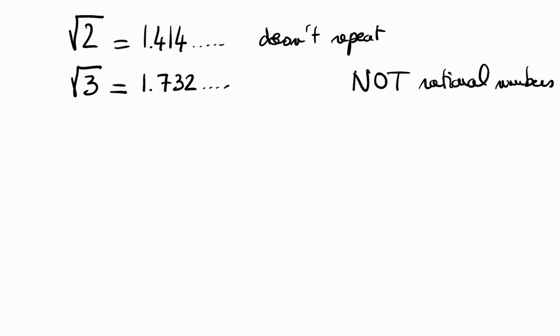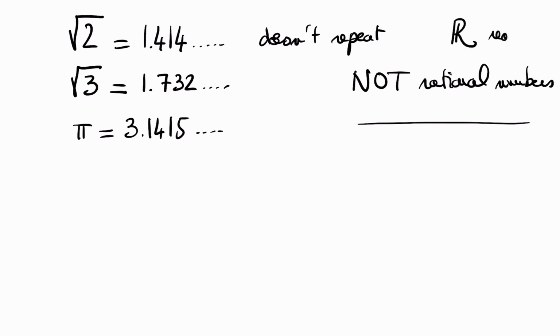Now, there is a proof of that. It's a proof that's done in Extension 2. It's not that difficult, but I'm not going to do it here. Likewise, numbers such as pi, which is approximately 3.1415, and keeps going, again doesn't repeat, not a rational number. There are plenty of numbers like that. And these numbers which are not rational are part of the set of real numbers.